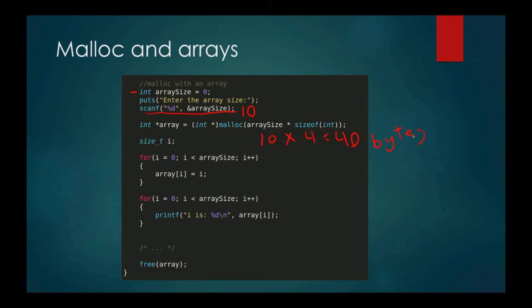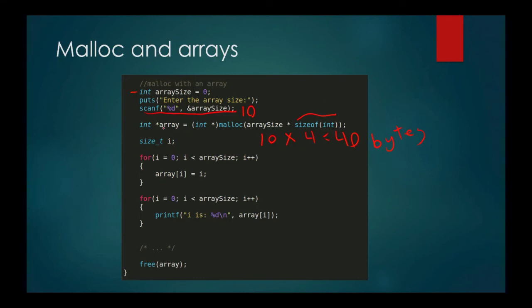We know that one integer variable is 4 bytes. And if I have a 10 element array, then I'm essentially saying I need 10 integer variables, 4 bytes a variable, 4 bytes an element times 10, that's 40 bytes. Okay, so that's how we figure this out.